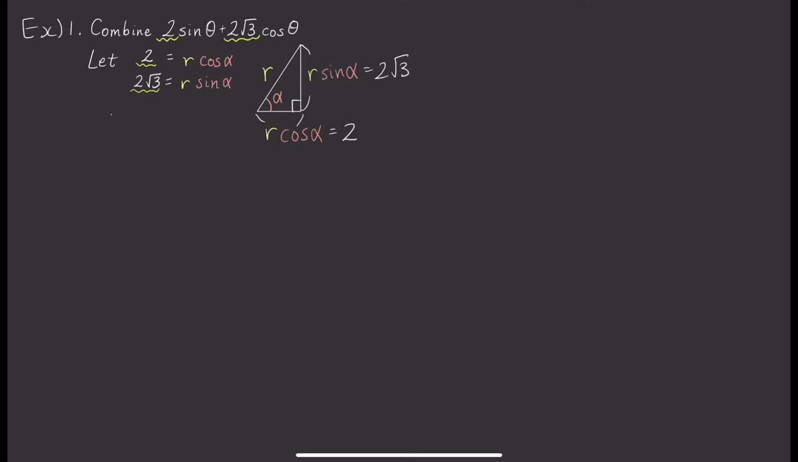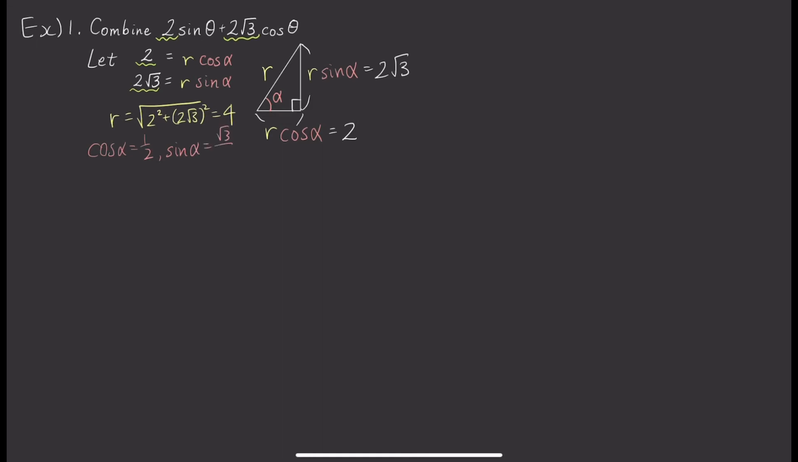So we now see that r equals the square root of 2 squared plus 2 root 3 squared, which is the square root of 16, which equals 4. And because r equals 4, from these equations, we can see that cosine alpha is equal to 1/2, and sine alpha is equal to the square root of 3 over 2. Thus, one value for alpha would be pi over 3.